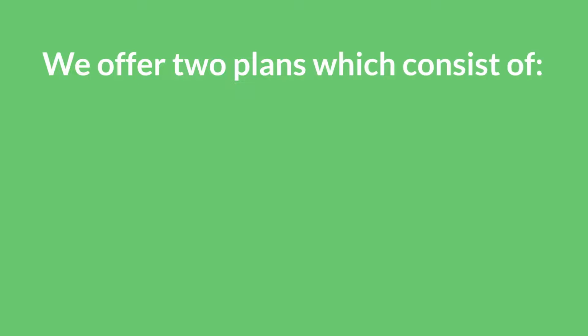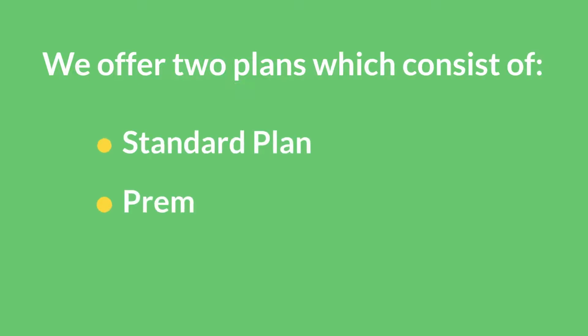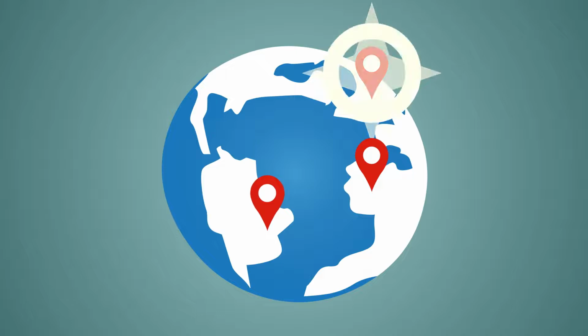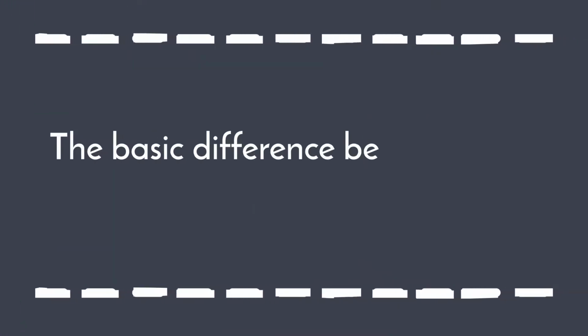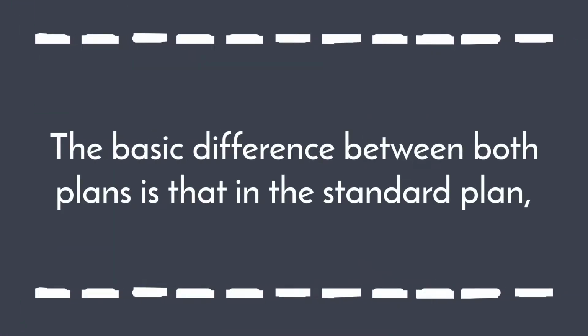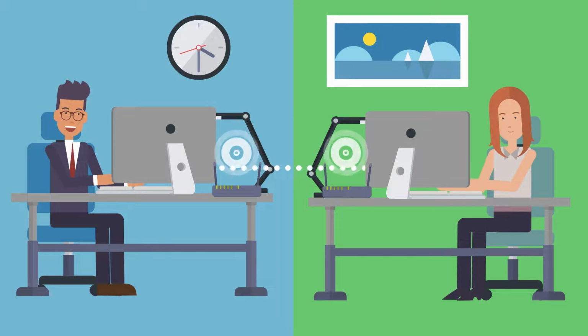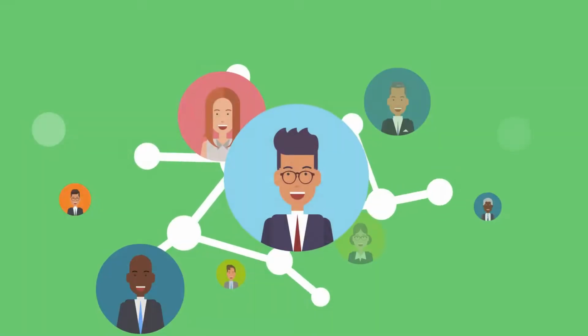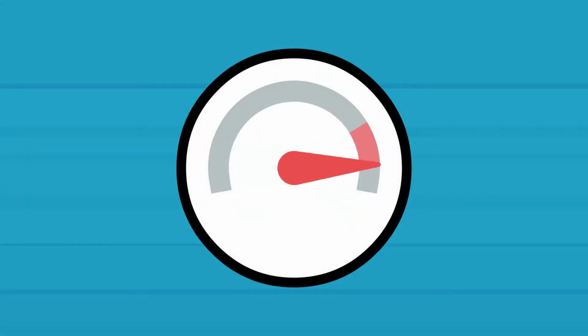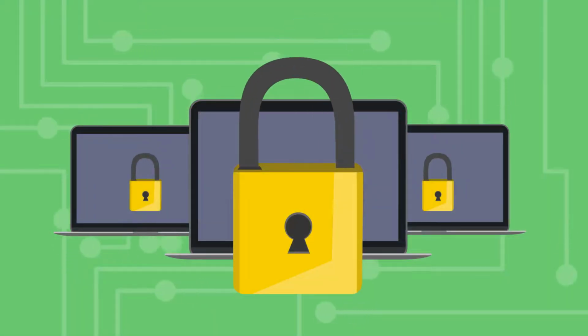We offer two plans which consist of standard plan and premium plan. Both plans are available in different countries and you will get fixed IP every time you connect to the internet. The basic difference between both plans is that in the standard plan, the same network is shared with another customer to keep cost low. But in the premium plan, you will have a dedicated line and network, giving you higher speed and an extra layer of security.